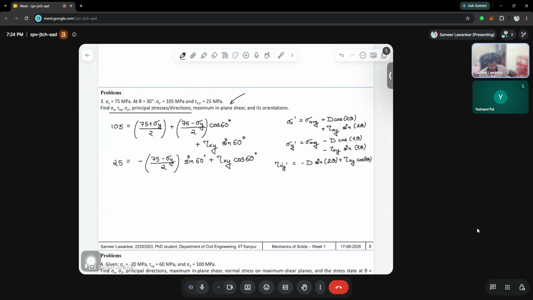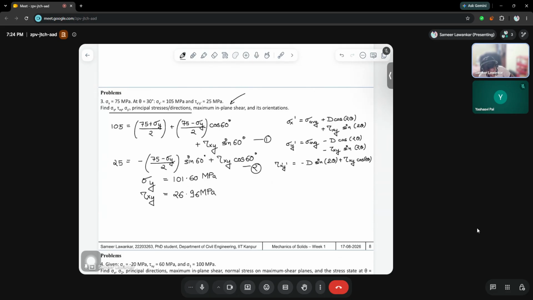Fine. So if you look at the first and the second equation, you have two equations and two unknowns. When you solve this, you can directly get the answer. Sigma y is 101.60 MPa and tau xy is 26.96 MPa.